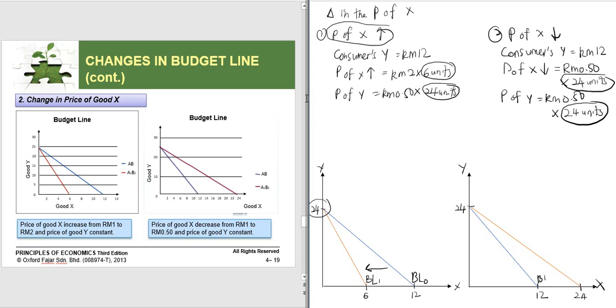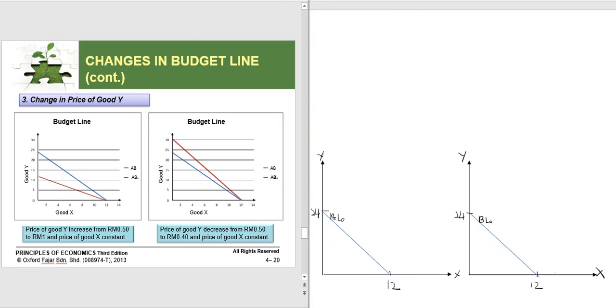So this is BL0, this is BL1. So it shows that your budget line is increasing on the X-axis. Y remains the same because the price doesn't change.